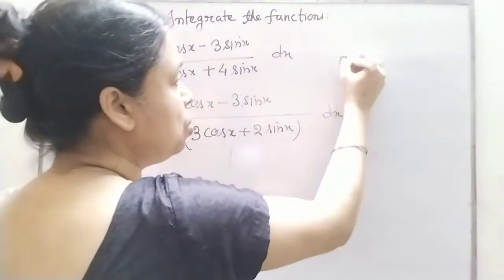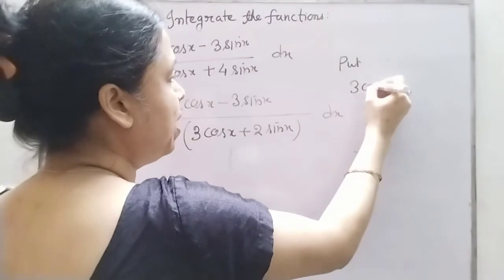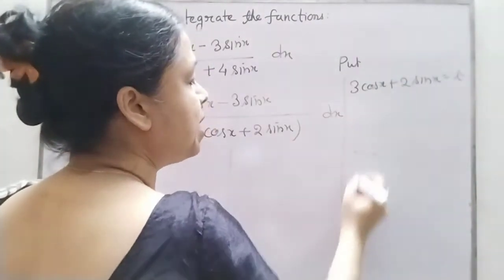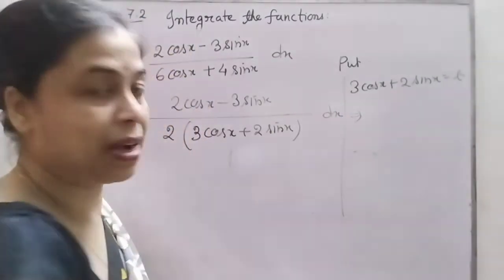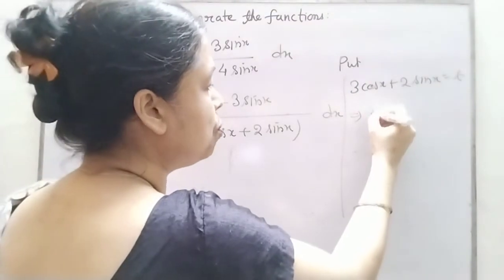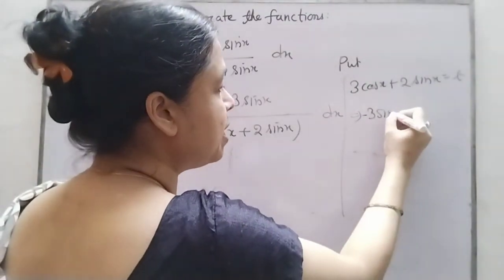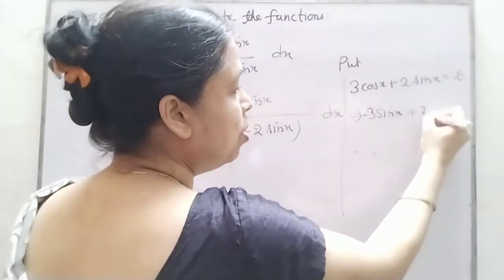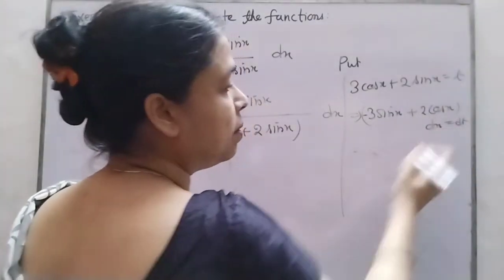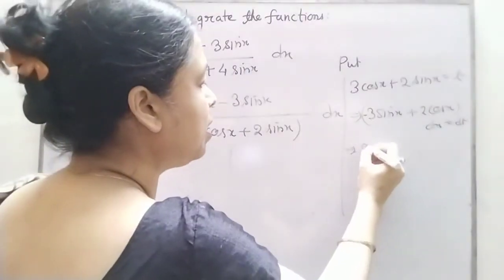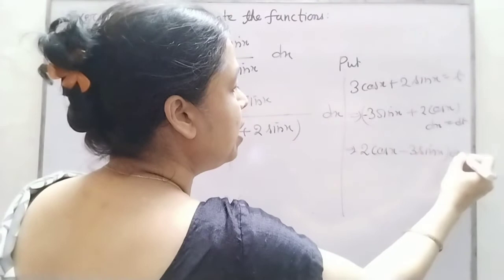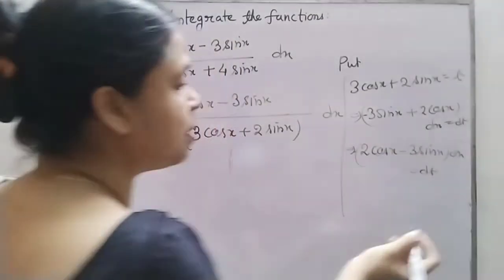So let us substitute 3 cos x plus 2 sin x equal to t. On taking the derivative, differentiating both the sides: 3 times d/dx of cos x, which is minus sin x, plus 2 times d/dx of sin x, which is cos x, whole into dx equal to dt, right? I can adjust it. It can be written as (2 cos x minus 3 sin x) dx equal to dt.